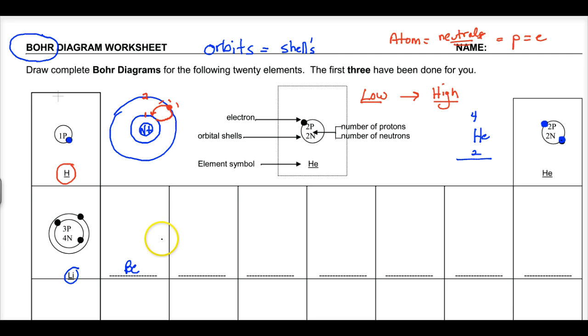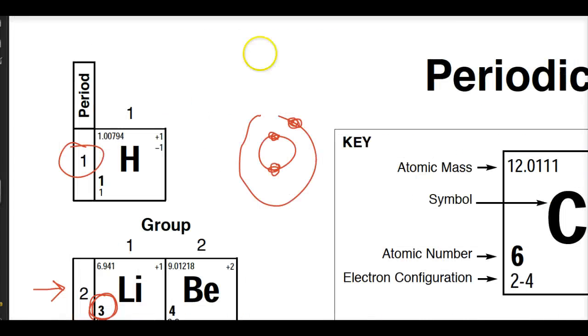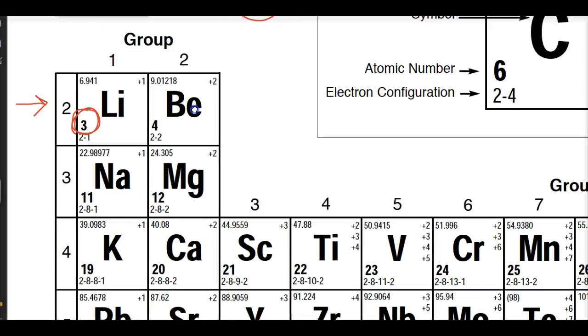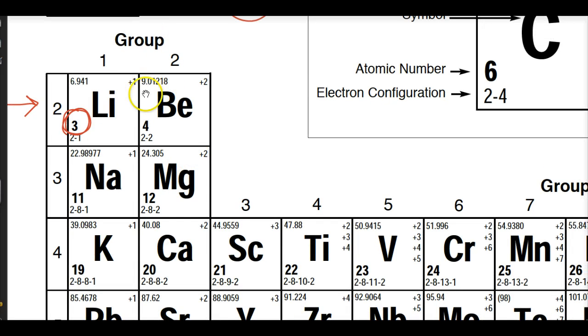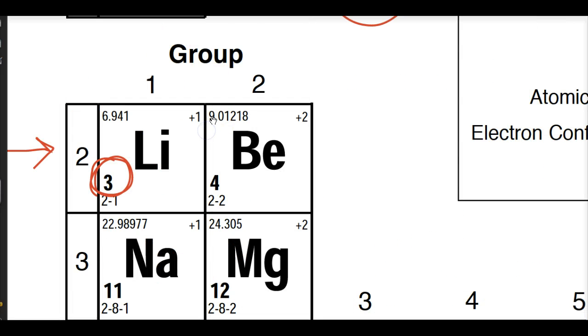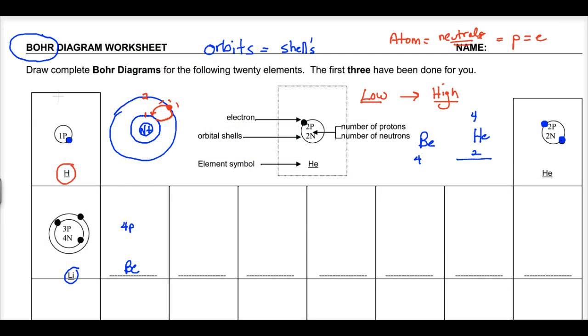Okay, and we know that it has 4 electrons because Be, beryllium, has atomic number 4. So we know it has 4 protons, which go in the middle. To get neutrons, we go back to our periodic table. Let's make it bigger. We get beryllium, and it has 9 over 4. So 9 minus 4 is 5 neutrons. So we write 5 neutrons in the nucleus.